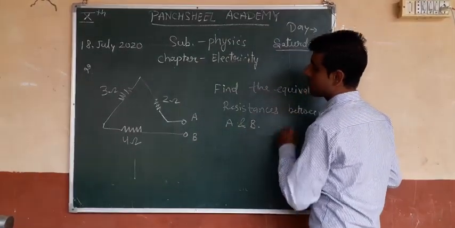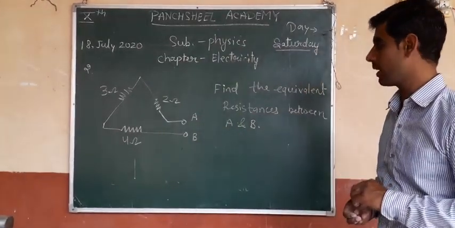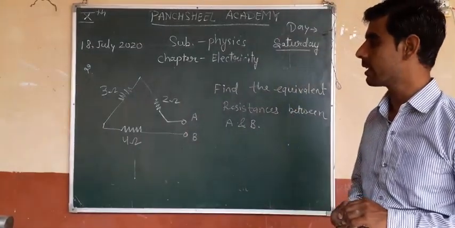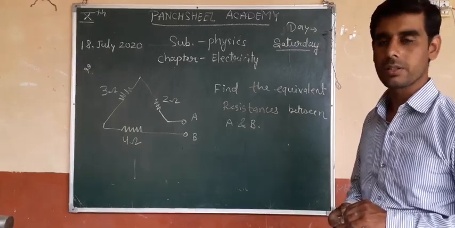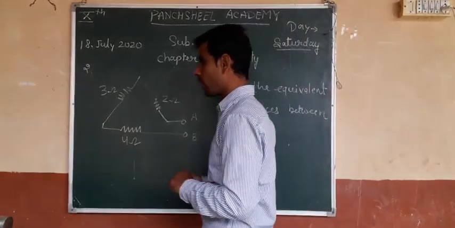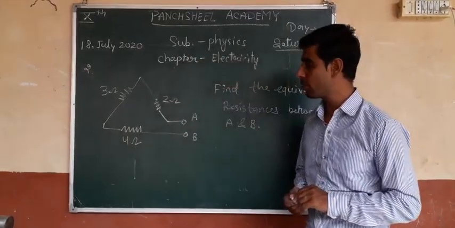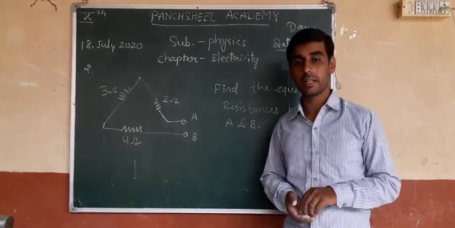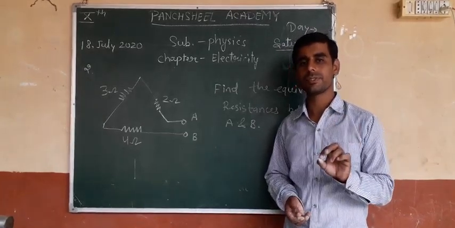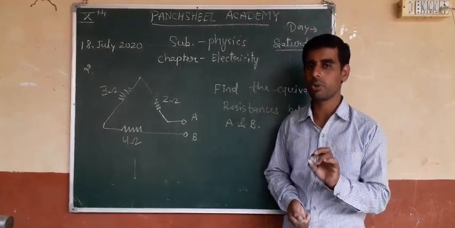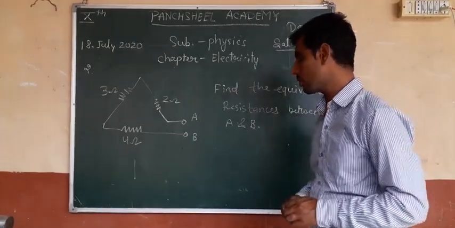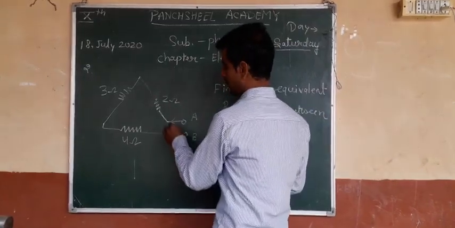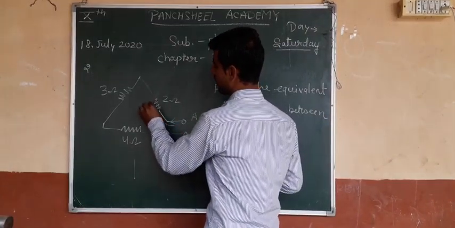First of all, you have to identify whether the given combination is in parallel or series. So how to identify whether this is a series combination or parallel combination? I discussed one thing earlier: in series combination current is the same but voltage is different. So suppose current enters from this and current moves like this.